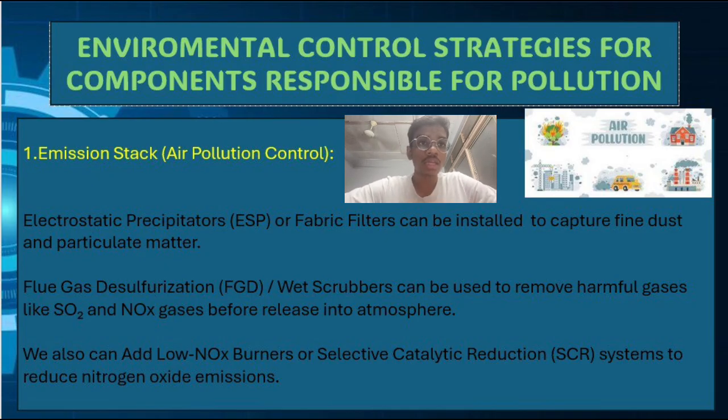control, where we can install electrostatic precipitators, also known as ESP, or fabric filters to capture fine dust and particulate matter. We also can use flue gas desulfurization, also known as FGD, or wet scrubbers to remove sulfur dioxide or nitrogen oxide gases before they are released to the atmosphere. And finally we have low nitrogen oxide burners or selective catalytic reduction, also known as SCR systems, to reduce nitrogen oxide emissions.